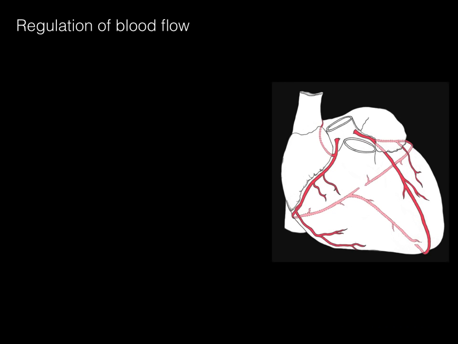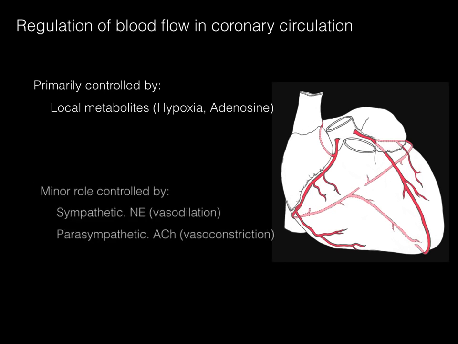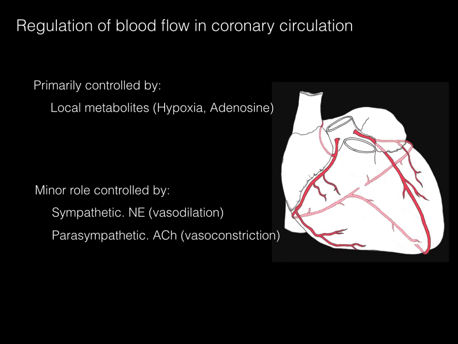All right. Now, regulation of blood flow in the coronary circulation is primarily controlled by local metabolites. So if the heart, through extra contraction and beating, uses more oxygen, it has a slight hypoxic state, that immediately causes vasodilation of coronary arterioles to increase blood flow to the myocardium. Adenosine is also a local metabolite that can dilate those coronary arterioles. So it's primarily controlled in that manner. There's a minor role of coronary artery circulation controlled by sympathetics, which vasodilate, and parasympathetics via vagus to vasoconstrict, but those are very minor roles.